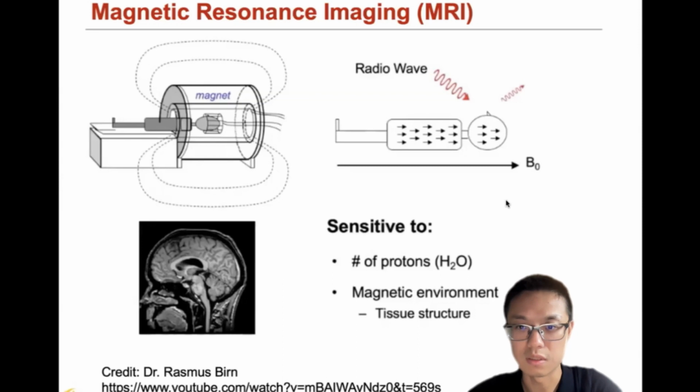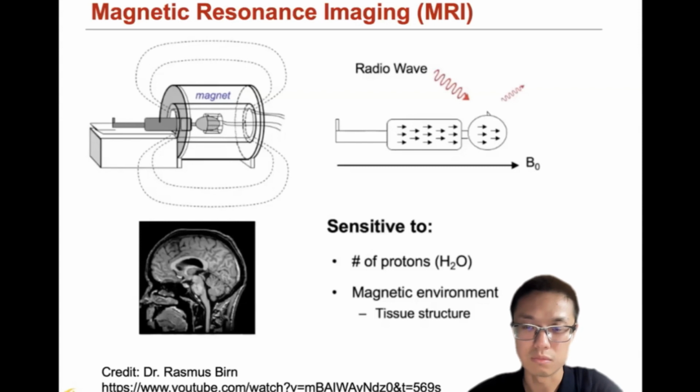So for each hydrogen atom, we'll have these protons. You can think of protons as tiny spinning magnets. When the person is put into the MRI scanner, these protons will align with the main magnetic field.